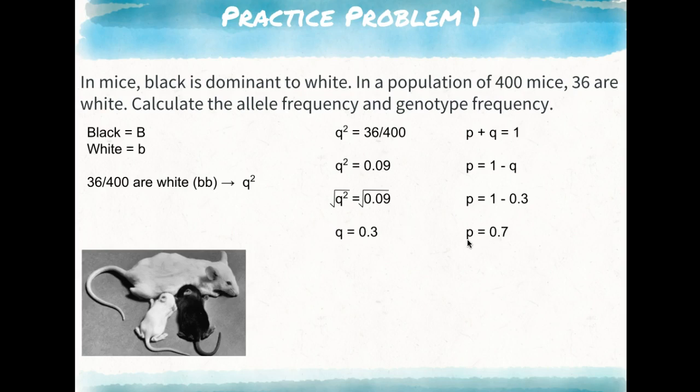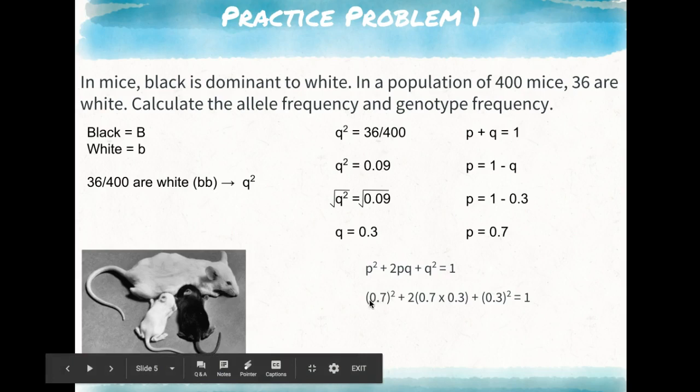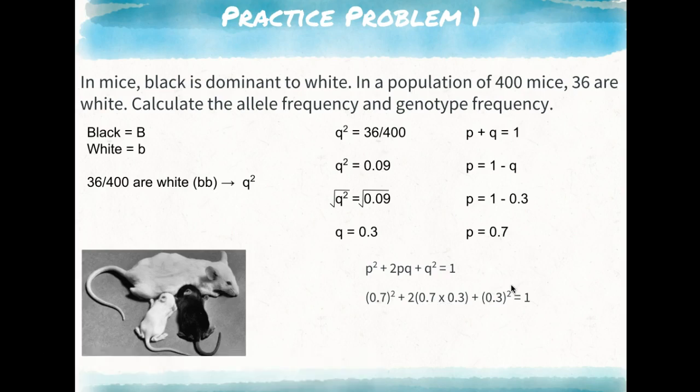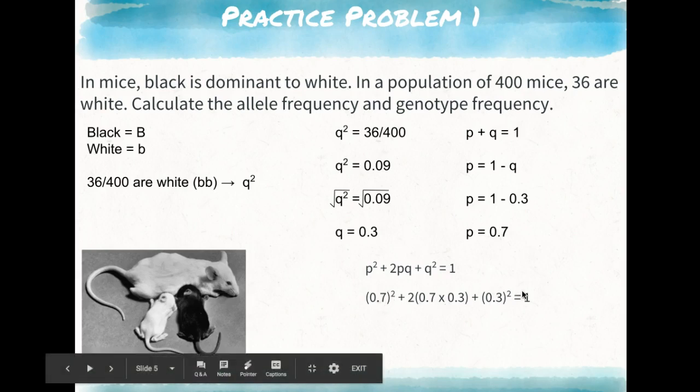Now that I have both of those, I can use this second formula, P squared, which represents my homozygous dominant, 2PQ, which represents my heterozygous, and Q squared, which is my homozygous recessive. We already know what Q squared is. We know that it's 0.09, but just to make sure that you're doing it right, you may as well do it again. So I'm going to put my information into my formula. So 0.7, which is P, and then I'm going to square it. And then 2 times my P and my Q, which is 0.7 and 0.3. And then also 0.3 squared. So I'm going to make sure that these individual numbers equal 1.